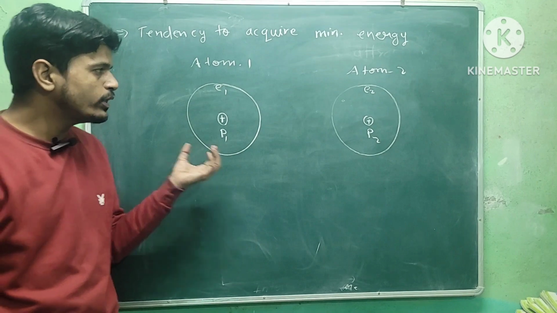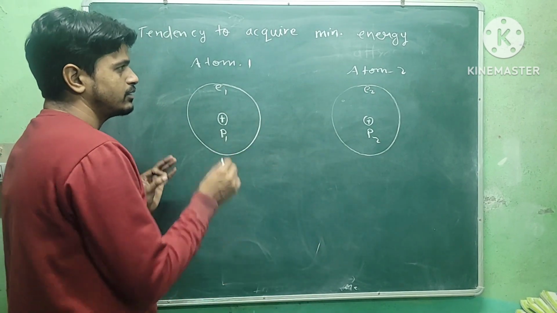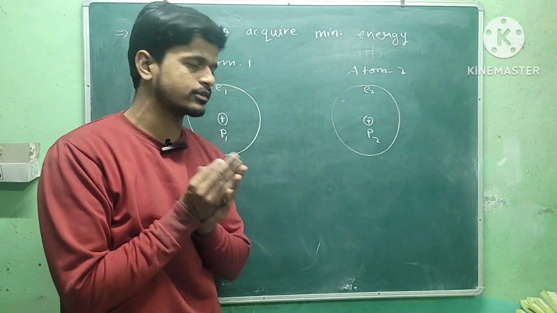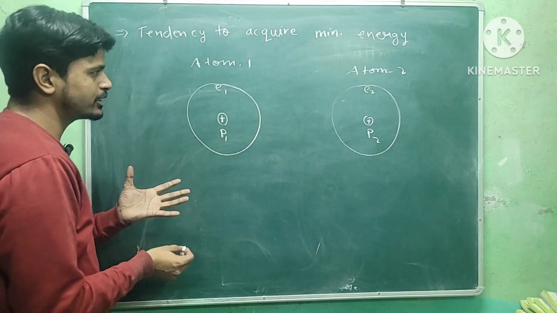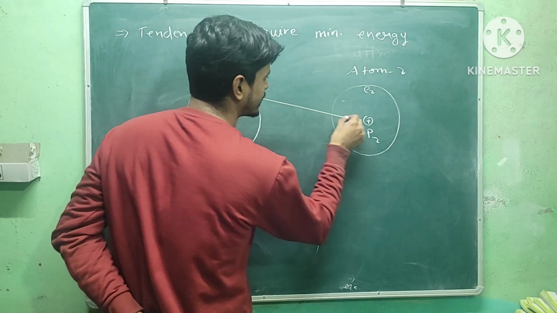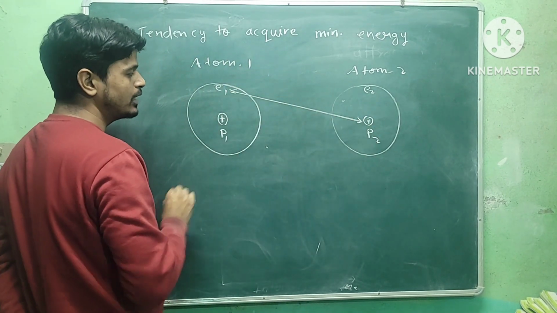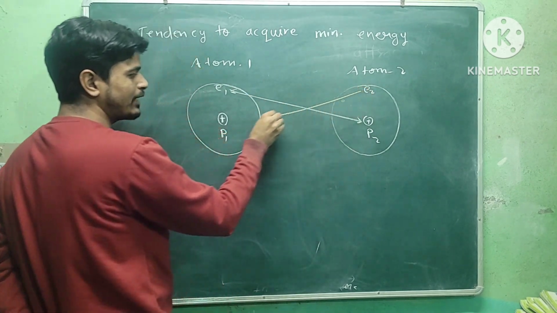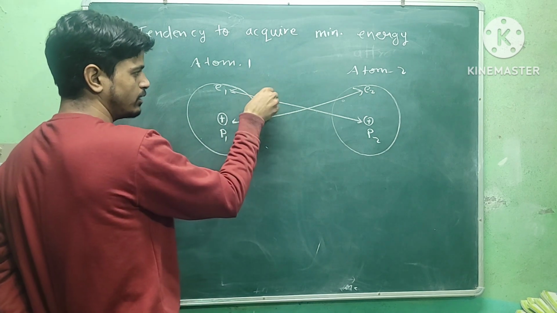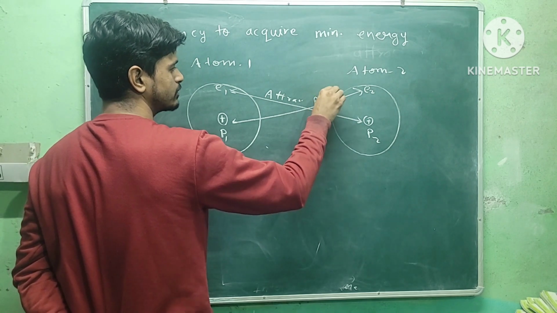Now, what happens when two atoms approach to form a bond? There is a net attraction in the overall system. During the attraction, the electron of atom 1 will get attracted to the proton of atom 2, and the electron of atom 2 will get attracted to the proton of atom 1. Okay? And here attraction works.